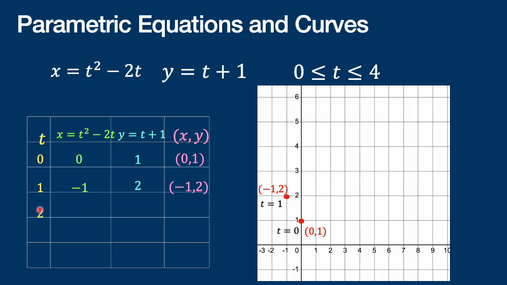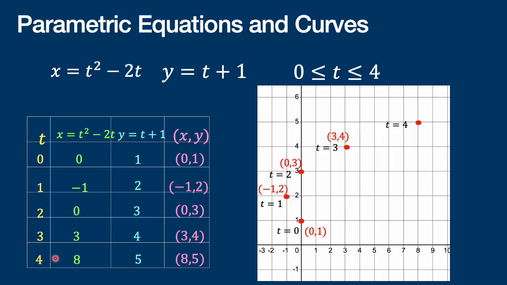At t equals 2, the x value is 2 squared minus 2 times 2, which is 0. y equals 3. Your position is (0, 3). So here, (0, 3). At t equals 3, x is 9 minus 6, so the x value is 3, the y value is 4, and the position is (3, 4). At t equals 4, x is 16 minus 8, which is 8, y equals 5, so your position is (8, 5).